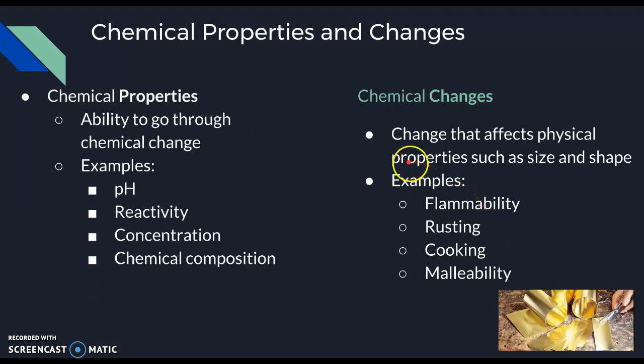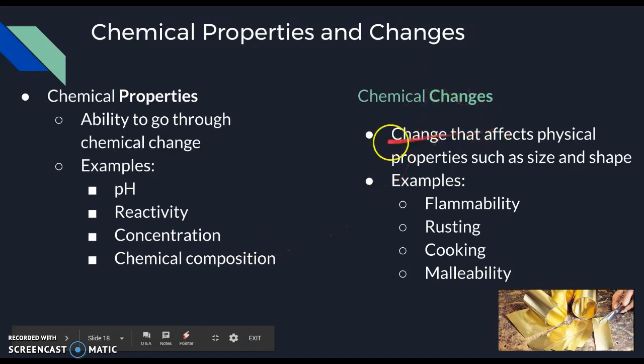Okay, so there are also chemical properties and changes. Chemical properties are the ability to go through a chemical change. So the pH, if it's an acid or a base, the reactivity, how reactive it is. Like some things are really reactive with water. The concentration, basically how much is in a certain amount of space. And the chemical composition, what it's made out of.